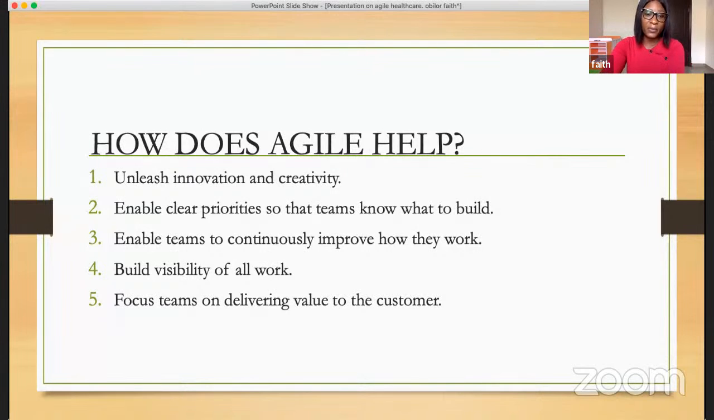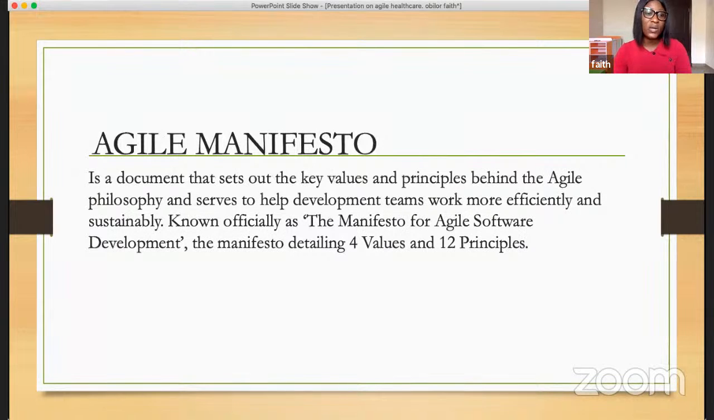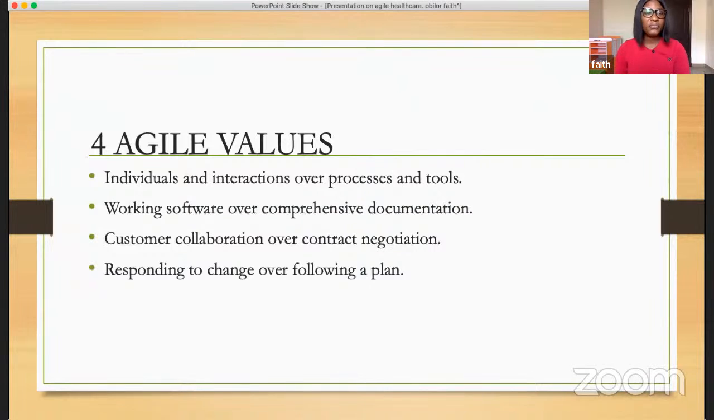With Agile, your work will be improved instead of just working and at the end of the day, you won't see any job done. Then build visibility of work, focus teams on delivering value to customer. With Agile, the values of the customer are delivered effectively. And we have the Agile Manifesto. It's a document that sets out the key values and principles behind Agile philosophy and serves to help development teams work more effectively and sustainably. This is officially known as the Manifesto of Agile Software Development, which is the 4 values and 12 principles.